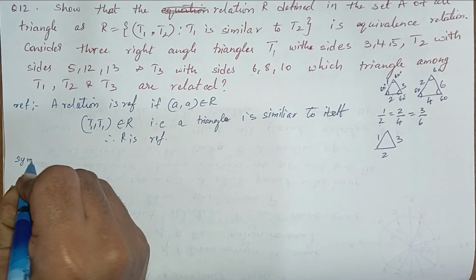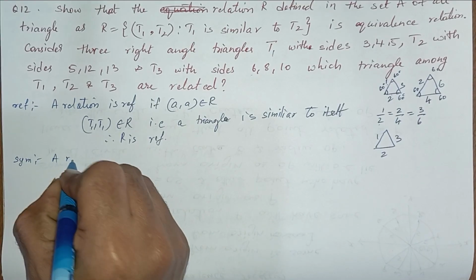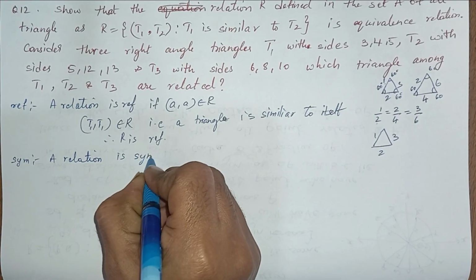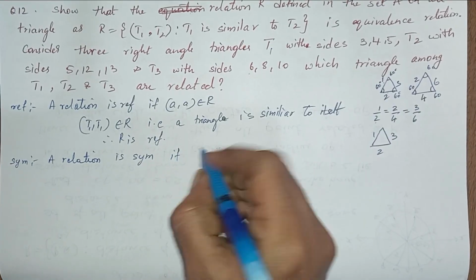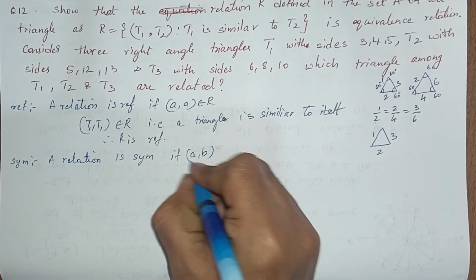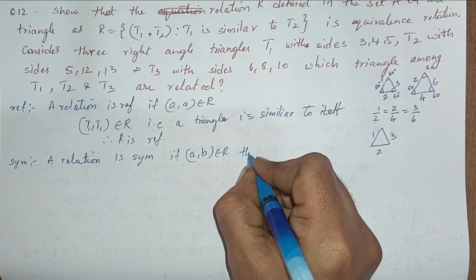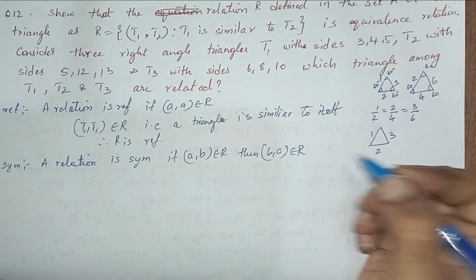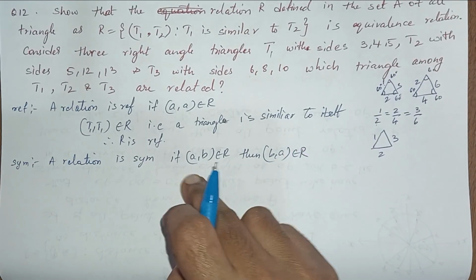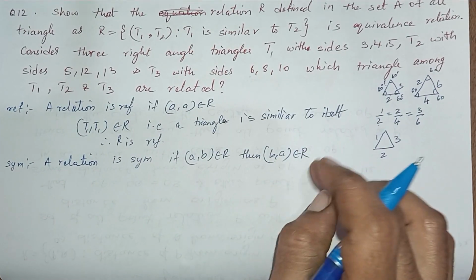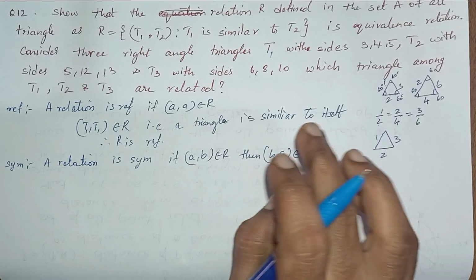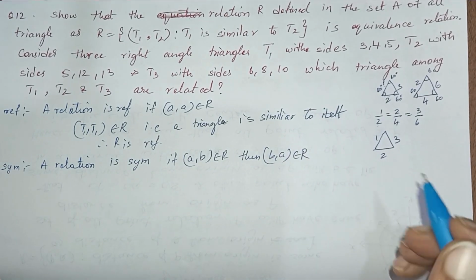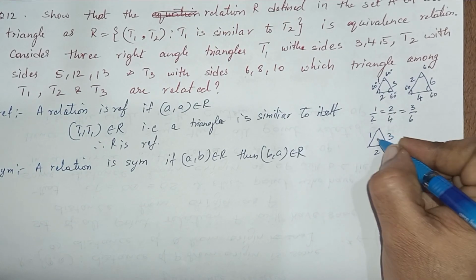The next we will check for the symmetric. A relation is symmetric if (A, B) belongs to R, then (B, A) should also belong to R. So here we have told that (A, B) belongs to R, then (B, A) also should belong to R. So if we take one more triangle, this is my T1, right?